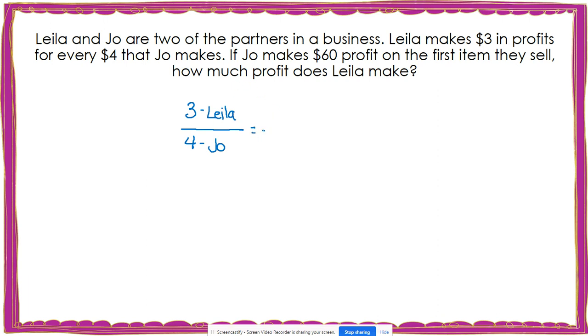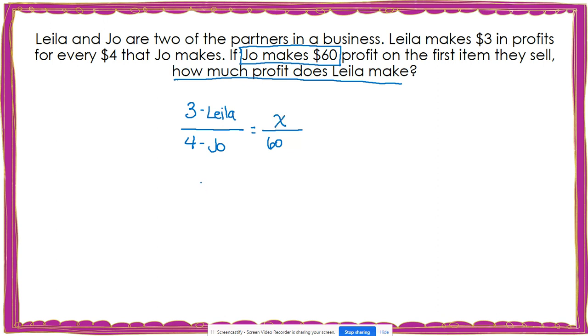I can make a proportion by setting this equal to another ratio, and in this ratio, I know that Joe makes a $60 profit. So since Joe is in my denominator on my first ratio, I'm going to put Joe in my denominator for my second ratio. What I don't know is how much profit Leila makes. Since I don't know that value, I'm going to use a variable to represent it.